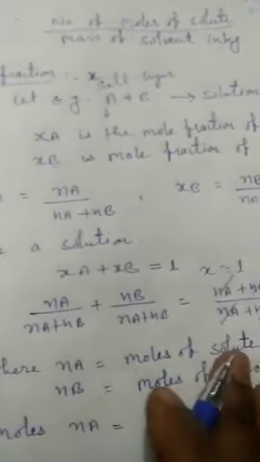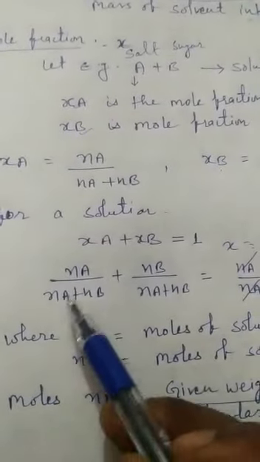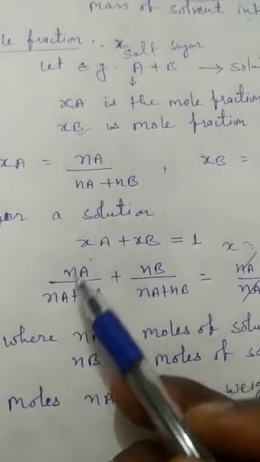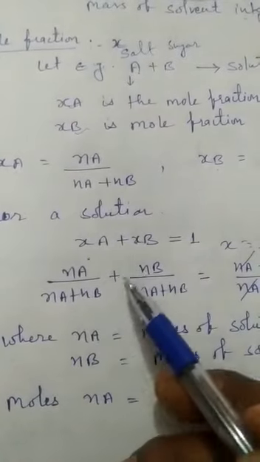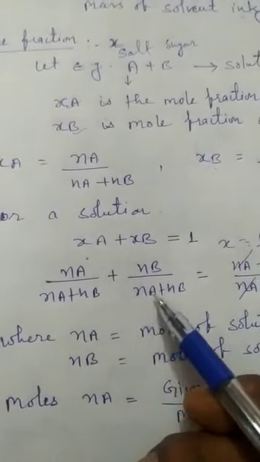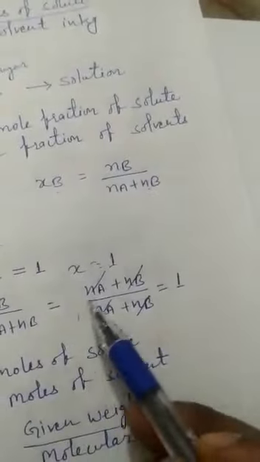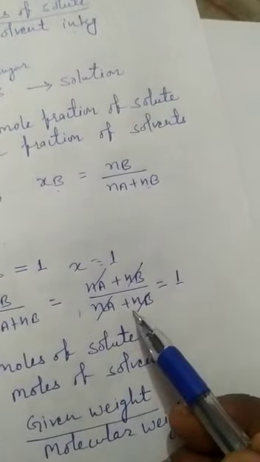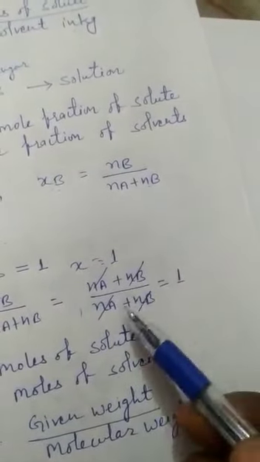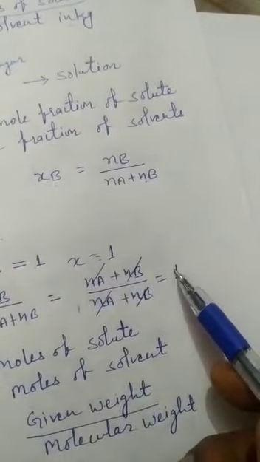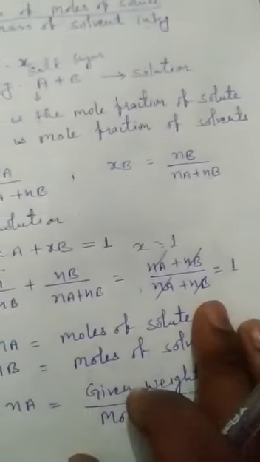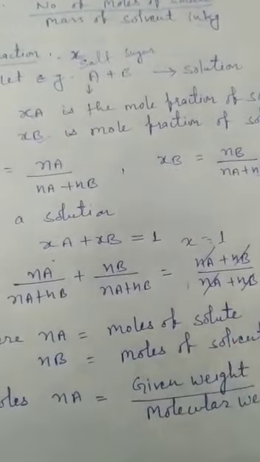Okay students, now take the value of XA: Na divided by Na plus Nb, plus Nb divided by Na plus Nb, equals Na plus Nb divided by Na plus Nb. Here this will cancel out, and afterward the remainder is 1. So this is the mole fraction of a solution.